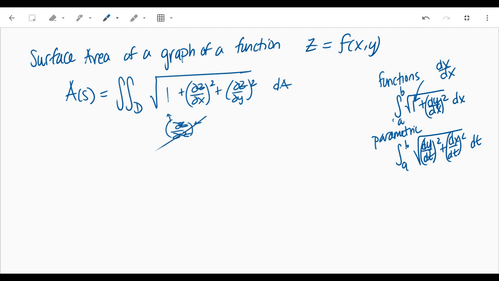And D is in the xy plane. So that dA is going to be dx's and dy's. That will be dx dy, or dy dx. All right, so we'll do a couple examples of this, and then we're going to be done.